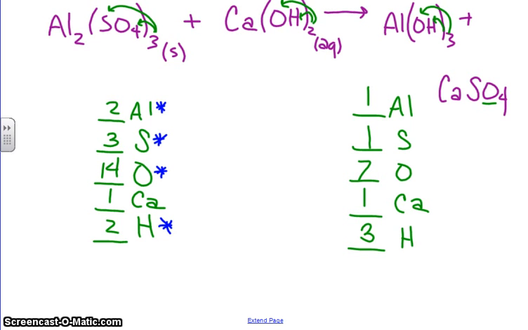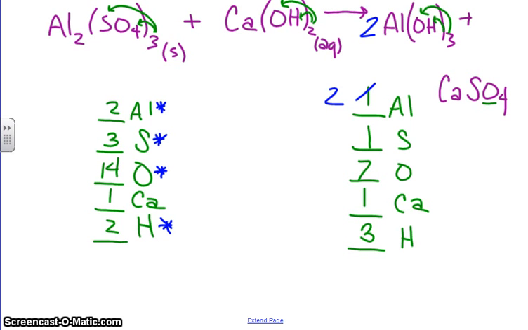So we need to put some coefficients in front of these to try to get this to balance out. If you're a fan of puzzles, this is a good way of looking at it. 1 aluminum equals 2 aluminum. Which aluminum? On the reactant or product side? Product. Okay. So if we put a 2 here, that changes our values: aluminum goes to 2. Sulfur doesn't change.